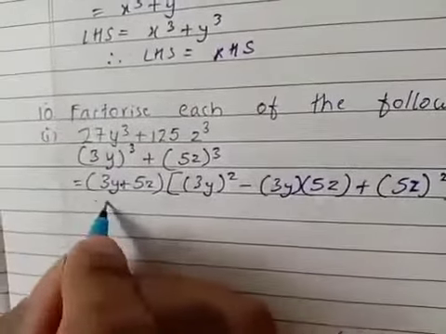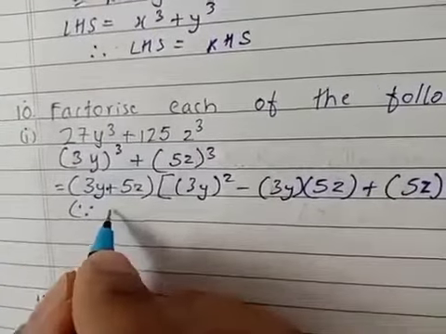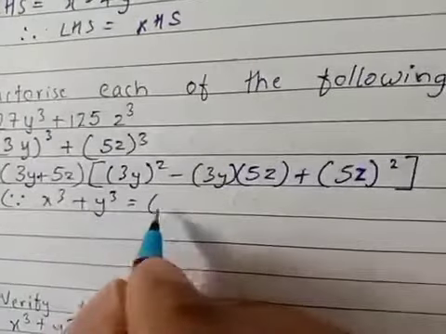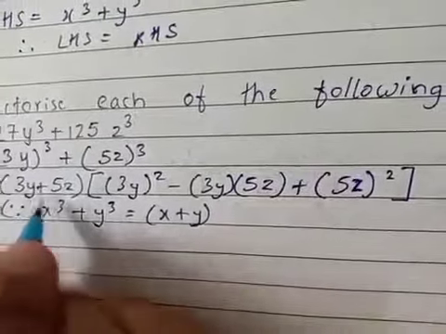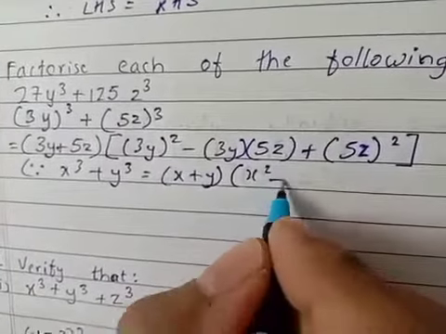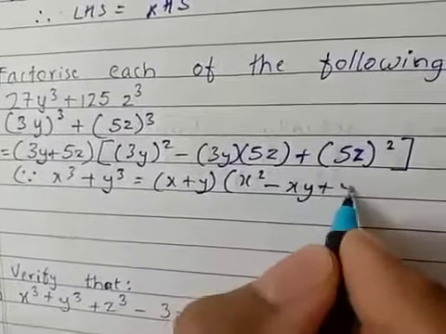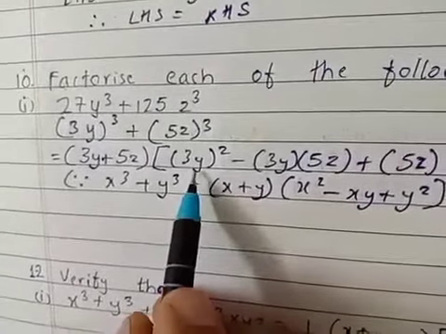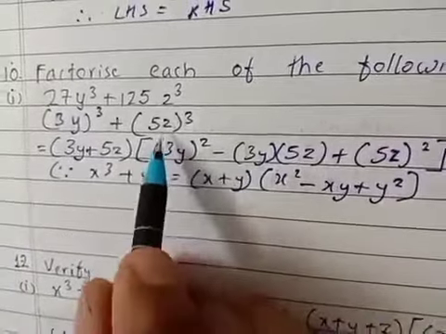Why? Because this is of the form x cube plus y cube equal to x plus y into bracket x square minus xy plus y square. We have done the same. See here, what is x? 3y, and what is y? 5z.